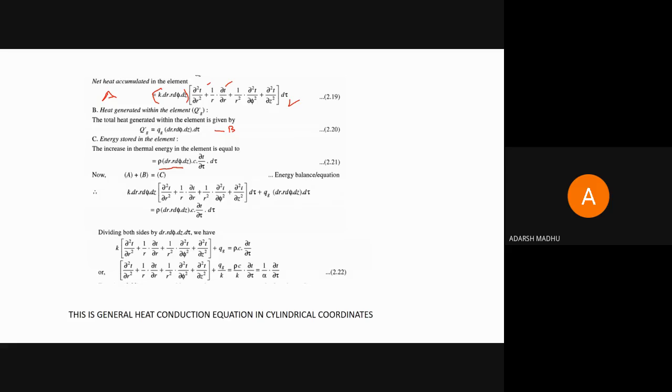We are not deriving it. We can take the direct equation. We don't want to derive the B part and C part also.